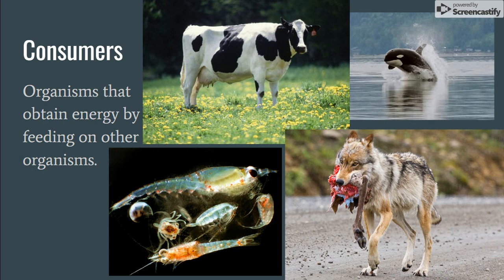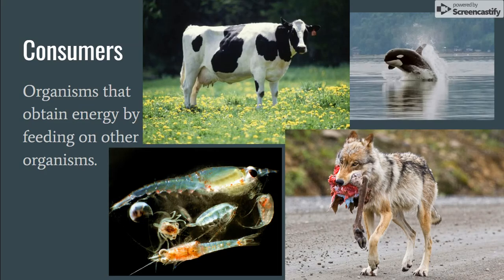You are a consumer. A consumer is an organism that obtains energy by feeding on other organisms. You are not able to make your own energy. You require other organisms to create energy. The top picture, the cow, is an herbivore. Cows eat grasses. Cows cannot make their own food. They have to eat other things like grasses to create energy. So the cow is an herbivore.